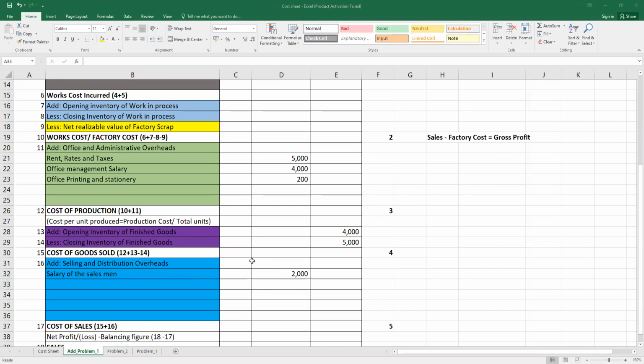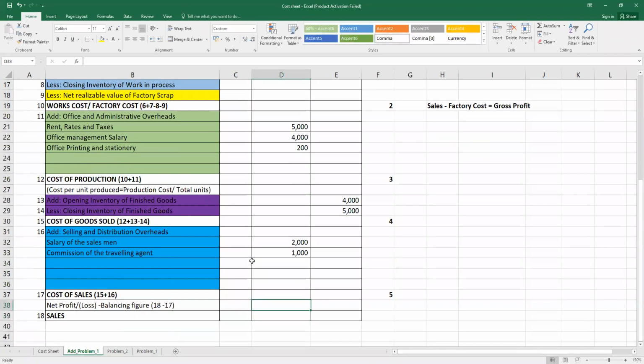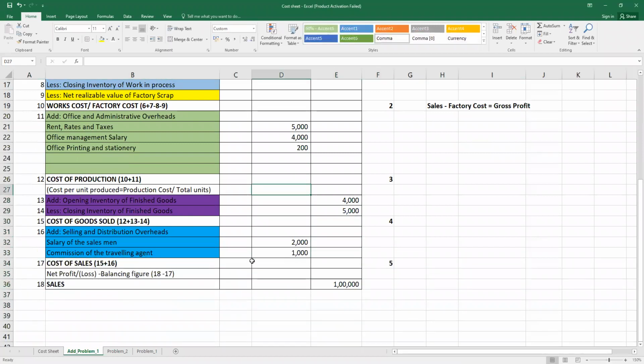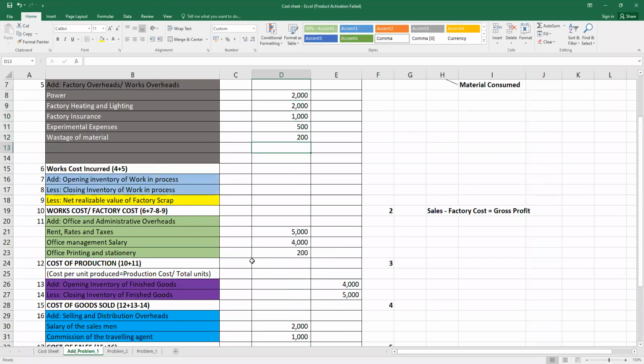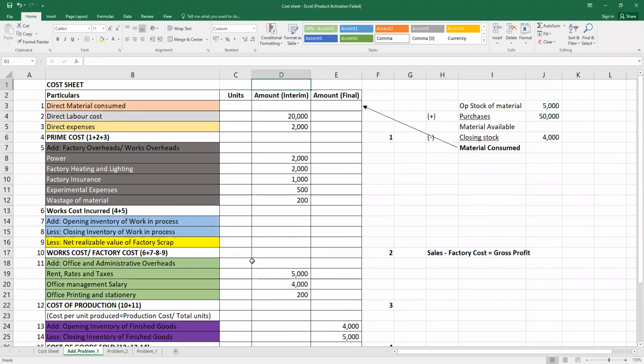उसके बाद है कमीशन ऑफ ट्रैवलिंग एजेंट 1000. क्लियर है, एजेंट का कमीशन है. Commission of the traveling agent 1000. And then finally we are having the sales, जो हम outer column में लिखेंगे 1,00,000 रुपए. जो एक्सेस लाइंस ऐड किए थे वो मैं सिर्फ डिलीट कर रही हूँ. So here we have done with the entering amount.